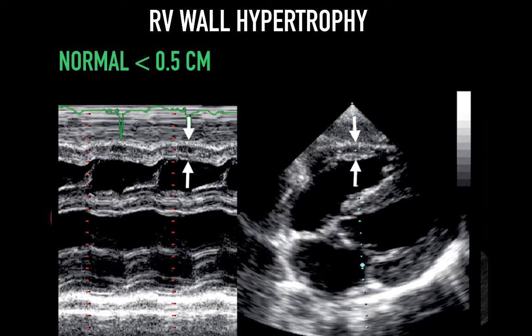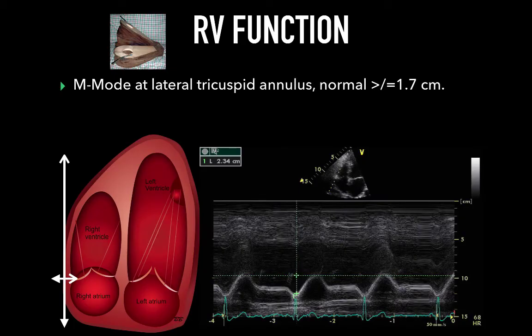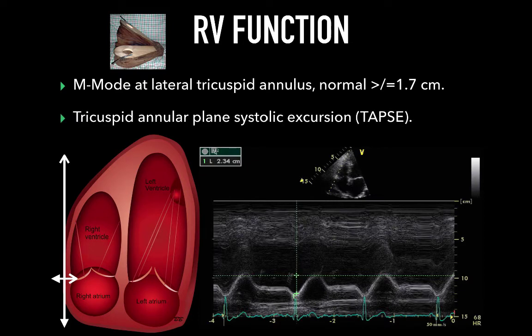This also explains why the free wall in normal states doesn't do much, but increases in importance with worsening right-sided pressures. RV systolic function. The RV systolic function is best measured by looking at the vertical translation of the tricuspid annulus as the annulus moves towards the apex. If you place the M-mode on the lateral annulus, you should see at least 1.7 centimeters of vertical movement. This is descent of the annulus towards the apex, and this is called the tricuspid annular plane systolic excursion.